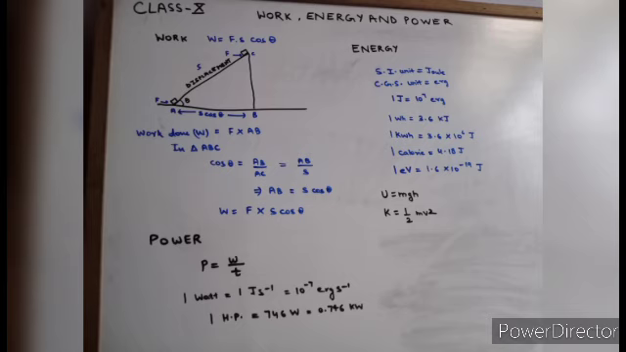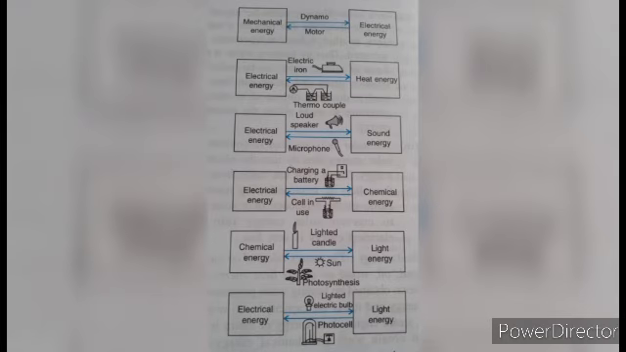Now vibrational kinetic energy. If a body moves to and fro about its mean position, the motion is called vibrational motion, and the kinetic energy which is shown by such bodies is known as vibrational kinetic energy. Now, you must know the difference between potential energy and kinetic energy.